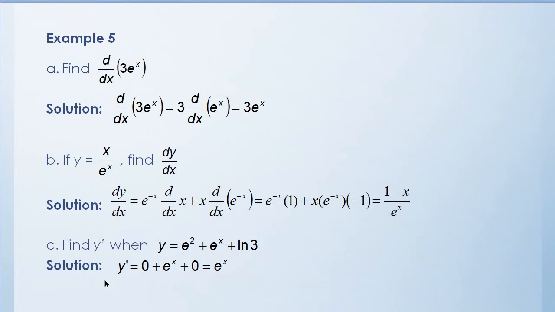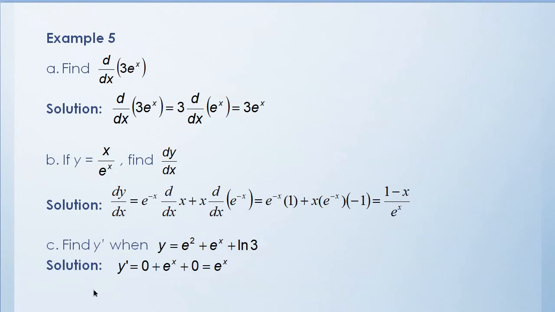Okay, then next, find y prime when y equal to exponential power 2 plus exponential power x plus ln 3. Since exponential power 2 is a constant because exponential is 2.718, so differentiate constant will get 0. Differentiate exponential power x will get the same thing, exponential power x. Differentiate ln 3 is a constant, so we'll get 0. Therefore, we'll get 0 plus exponential power x plus 0, which is y prime equal to exponential power x.